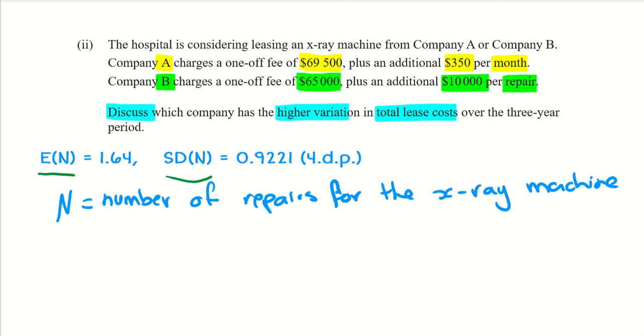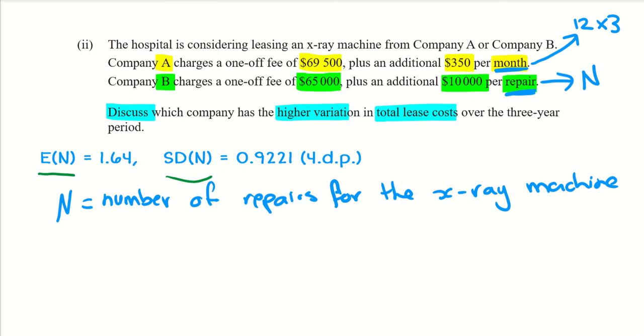And so company B has a cost per repair, whereas company A has a cost per month. So company B's cost of repairs is explicitly connected to our variable N, whereas a cost per month has got nothing to do with the number of repairs. That cost per month just means I've got 12 months per year and 3 years, because this is hiring it for a 3-year period. So that's what that information refers to.